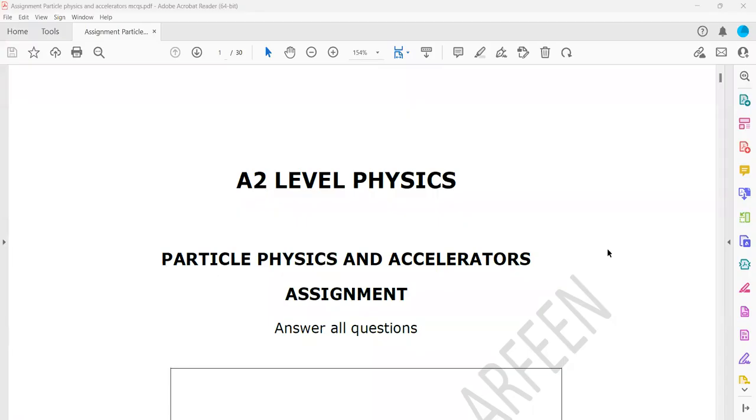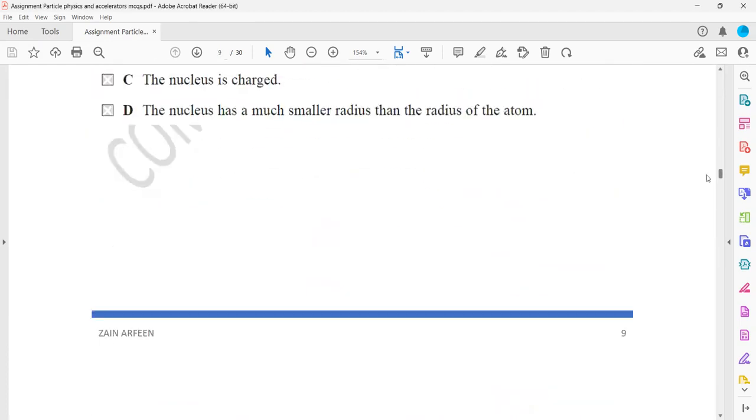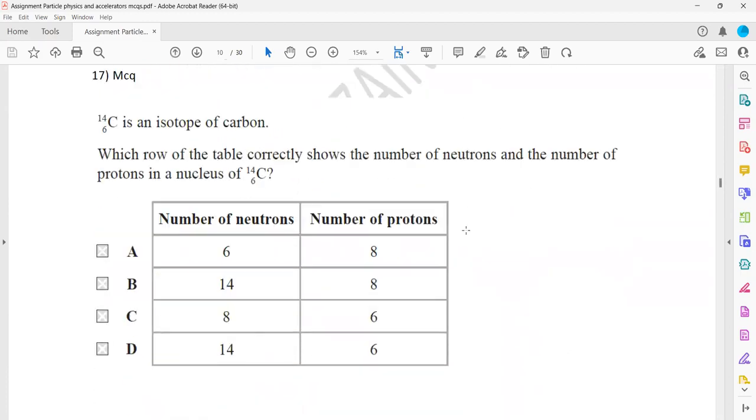So this assignment is related to particle physics and the accelerators. MCQs, multiple choice questions. The first 16 questions we did in the last session. So we'll start from 17 onwards, and after discussion of the MCQs, I will discuss the structured questions related to that. You can also use the chat to state the answer.